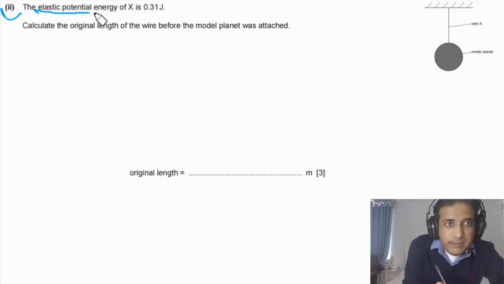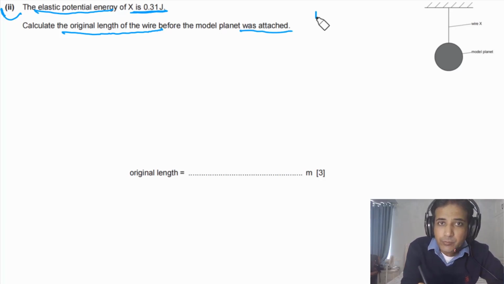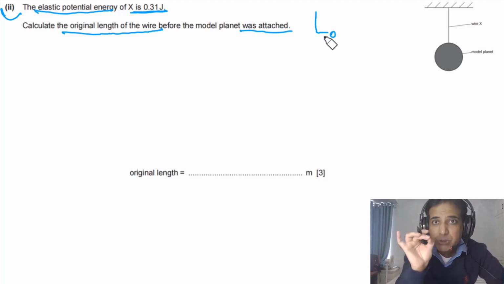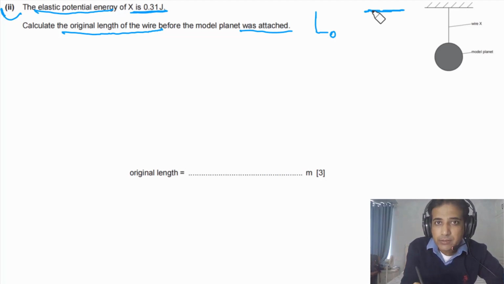The second part says the elastic potential energy of X is 0.31 joules. Calculate the original length of the wire before the model planet was attached. It means we simply need to find the value of L naught, the original length of the wire. When we attach the planet, the length of the wire will increase. So the question is simply asking us to find the original length of the wire. We can do this one in a slightly different way.